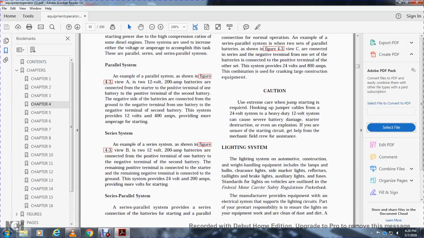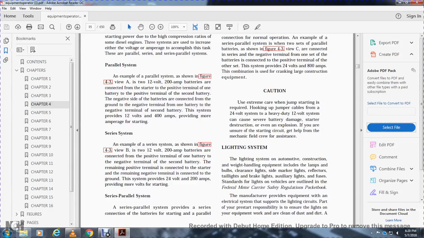An example of the series system is figure 4-3, view B. View B shows 12-volt 200-amp batteries, connecting the positive terminal of one battery to the negative terminal of the second battery. The remaining positive terminal is connected to the starter and the remaining negative terminal is connected to ground. The system provides 24 volts, 200 amps, providing more volts for starting.